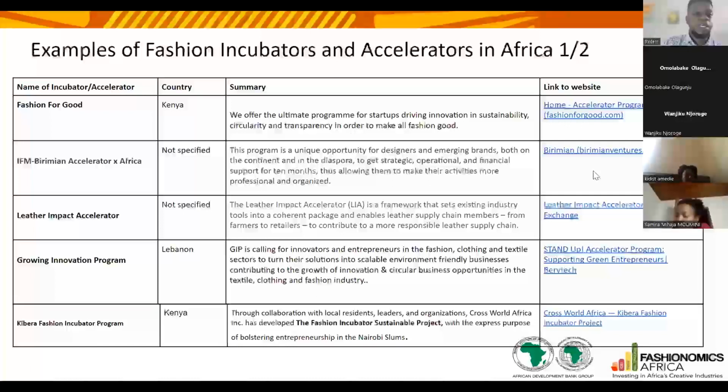Then there is the IFM main accelerator. It's not country specific, and it's focused on a variety of locations, not just Africa, but in the diaspora. And the goal is basically to get strategic and operational support for their awardees or their grantees and whatnot.